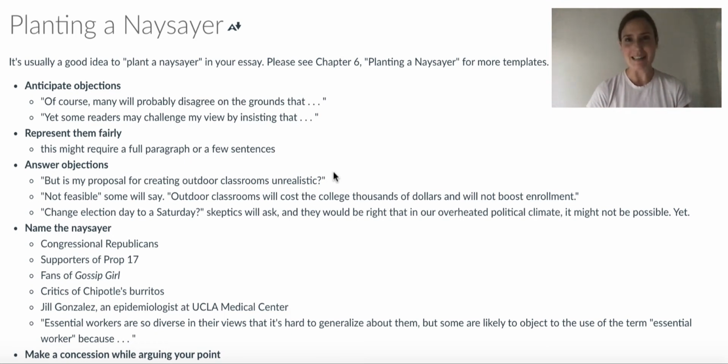Obviously, you don't want to ask and then answer too many questions. That gets kind of annoying. It loses its power if there are questions all throughout your essay, but a couple of well-placed questions can be a great idea.